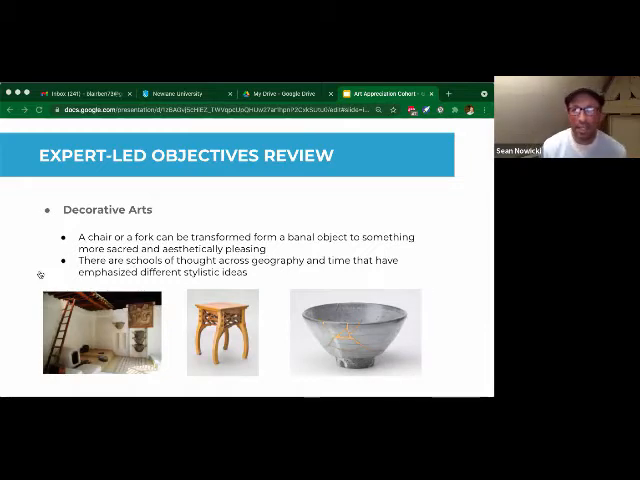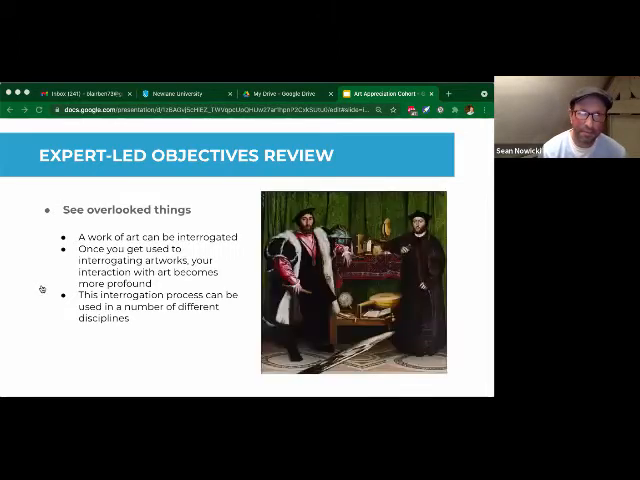Art matters because we surround ourselves with it, and it helps us to appreciate the things that are around us. Okay, go to the next one, Dan. Art matters because it helps us see things that we might have overlooked. And from this class, you are going to develop this skill. And if you take any art history courses after this, you will hone that skill.